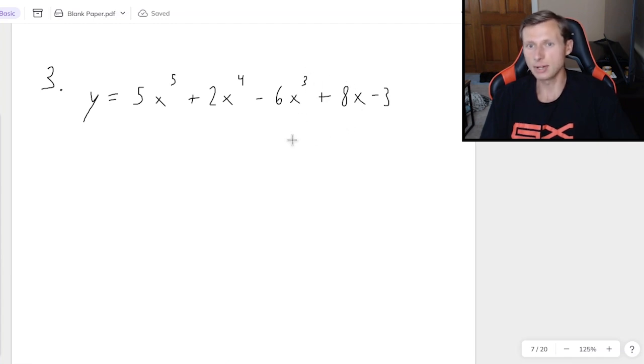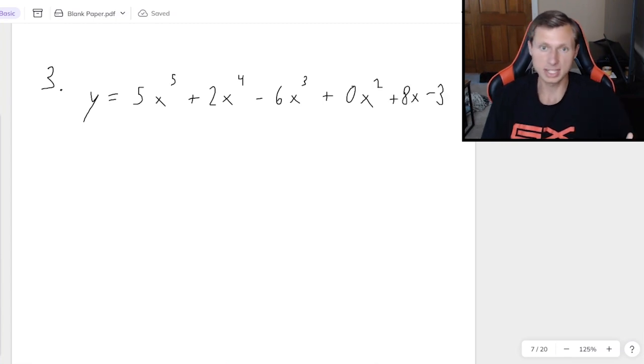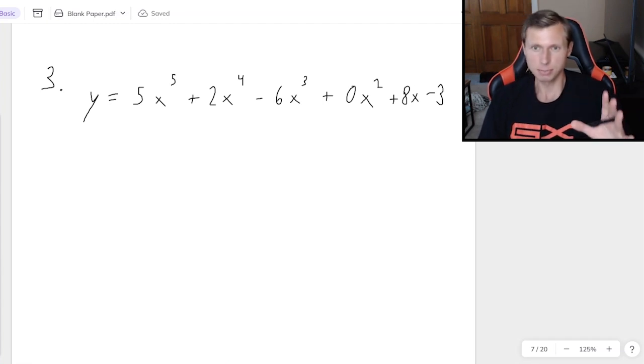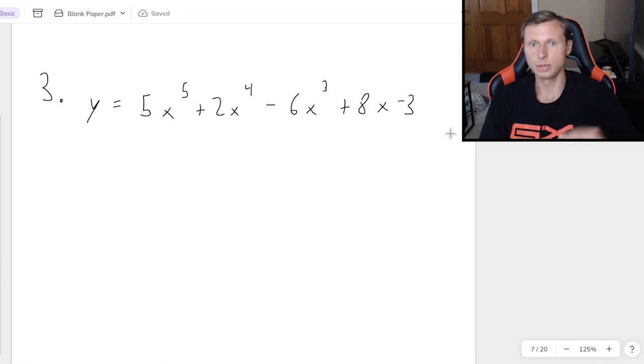Does it matter if I have, let's just say, a 0x squared and I put it there in its place? The short answer is no, it doesn't make a difference. And as a matter of fact, you should absolutely not put the 0x squared there because it just makes it more confusing. It would just be better if we left it like this. So go ahead, give this a try, make the sign chart, and when you're ready to see the answer, unpause the video.